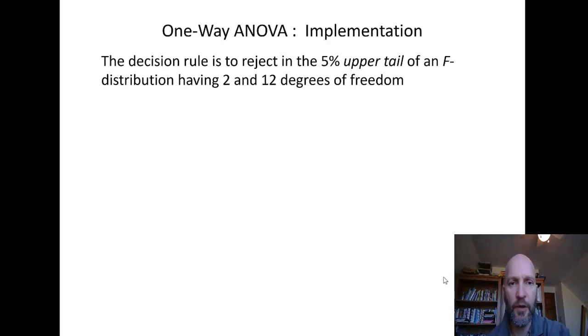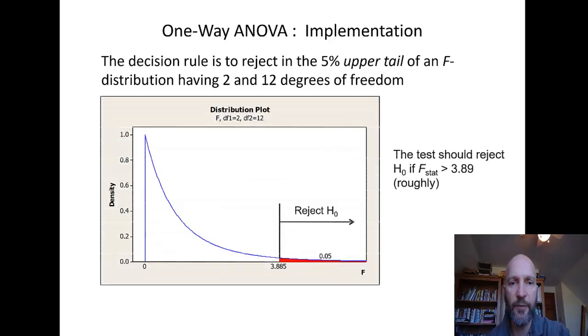The decision rule always comes from, of course, the alpha level, and with an F-test, it's going to be the upper alpha percent of the test that tells us where to reject. So for example, in this case, we have 2 and 12 degrees of freedom for an F distribution. That means that we're looking at the right tail, and the value 3.885, or roughly 3.89, is going to be our critical value, or the cutoff. So as long as our test statistic is bigger than 3.89, that means we're going to reject the null hypothesis.